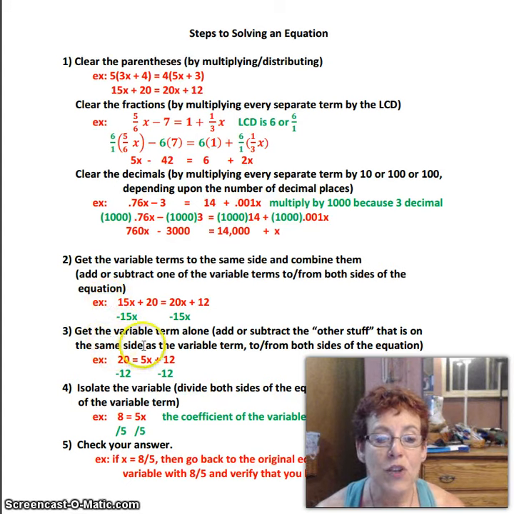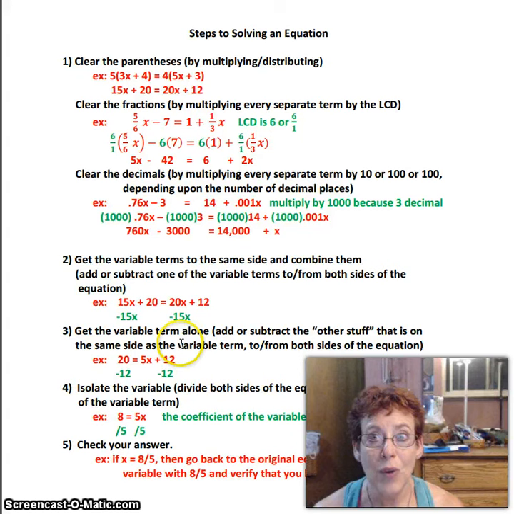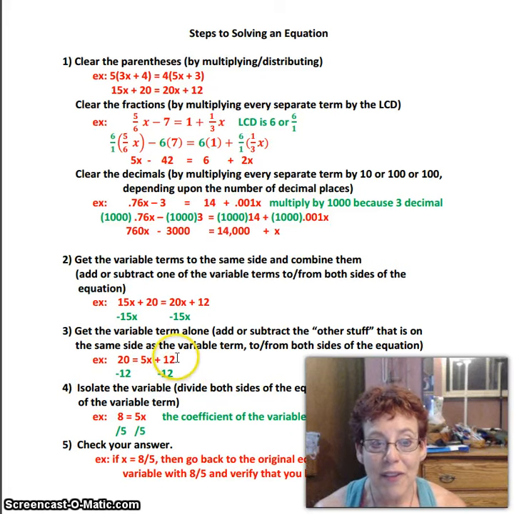The next step is to leave the variable term alone, the one we just isolated, and get it alone without the other stuff that's there. So here we have an equation with just one variable term, but it's got other stuff. So we want to get rid of that other stuff by dealing with that. I don't want to deal with the 20. The 20 isn't affecting anything. It's the other stuff, which is on the same side as the variable term, that we want to remove. So we subtract 12 from both sides.